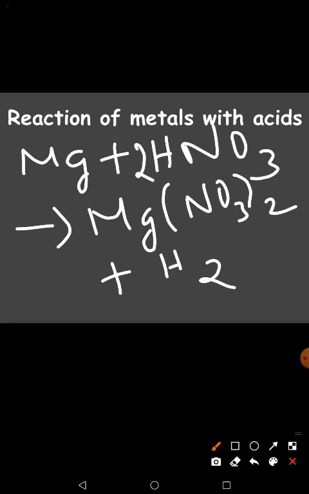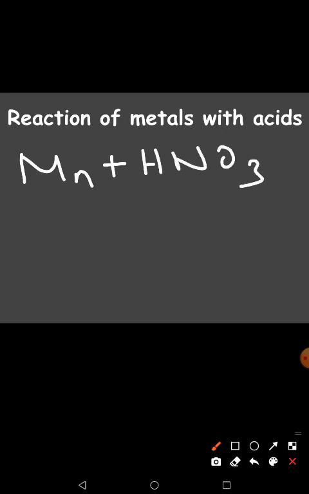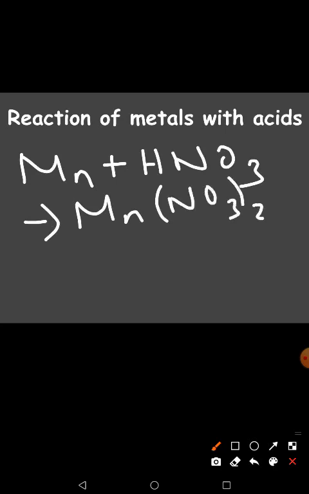Now let me give the equation of the reaction of manganese with nitric acid, because I told you only magnesium and manganese react with this nitric acid, even zinc. So this manganese, when I write, it is Mn plus HNO3 gives you Mn(NO3)2, manganese nitrate, and liberates hydrogen gas. Okay, now see here.